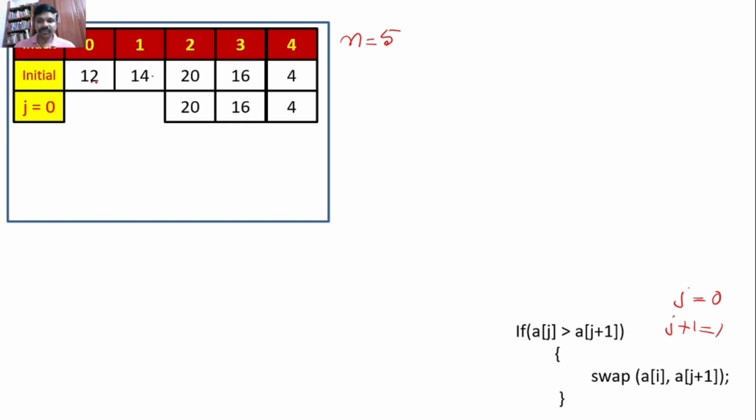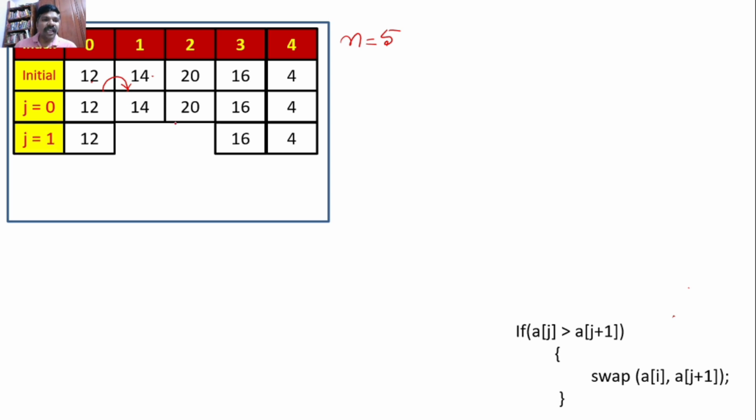If A of 0 is greater than A of 1, then I will swap. If not true, then those elements will be kept as they are. So 12 is not greater than 14. So first I will compare these two elements. Since 12 is less than 14, I will keep those two elements as they are. Next I will take j is equal to 1.